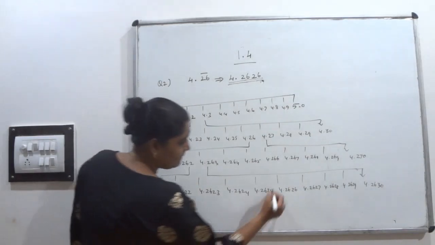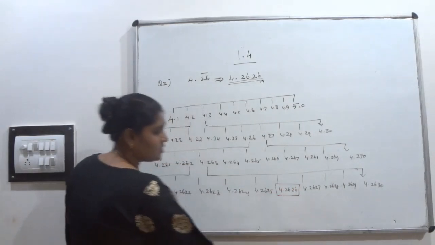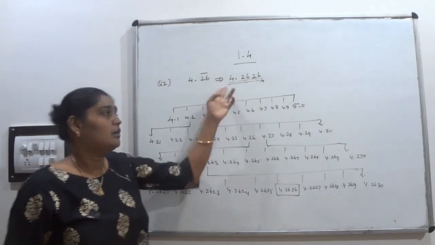Now we will check where 4.2626 will be. See, you can find that. This is your wanted number. Okay, thank you.